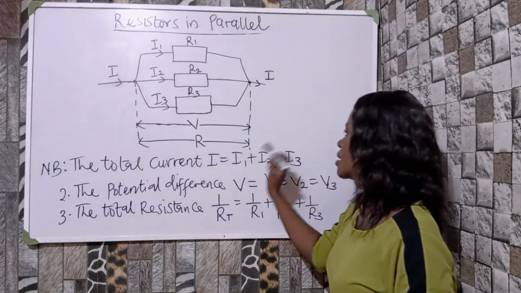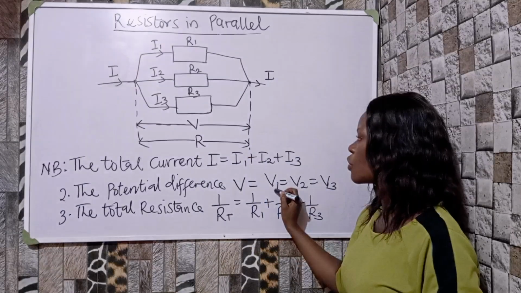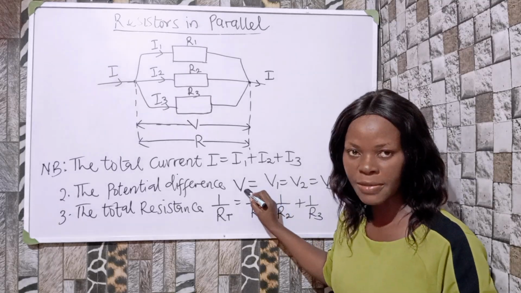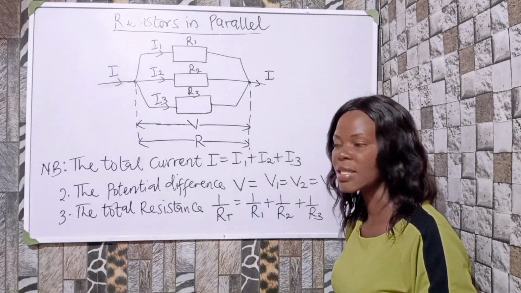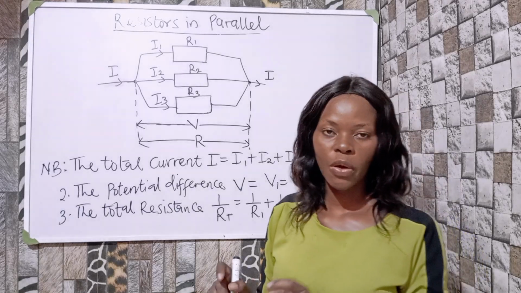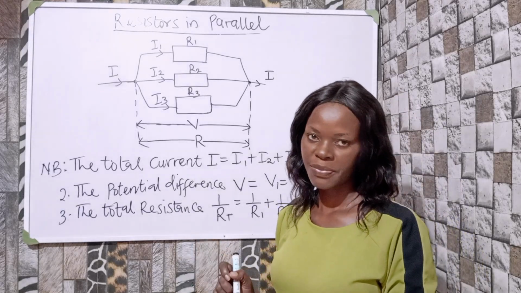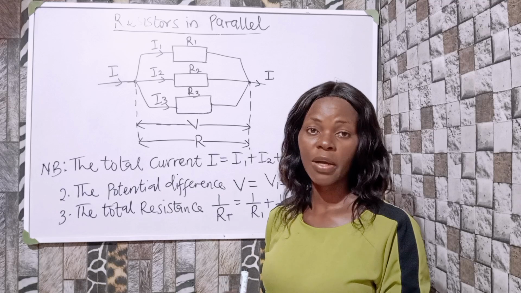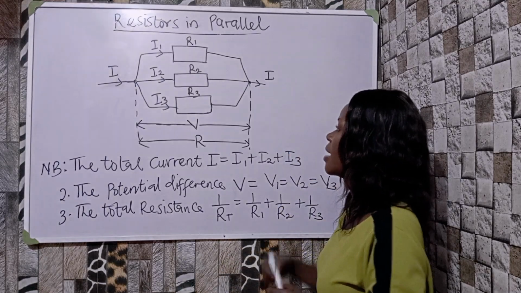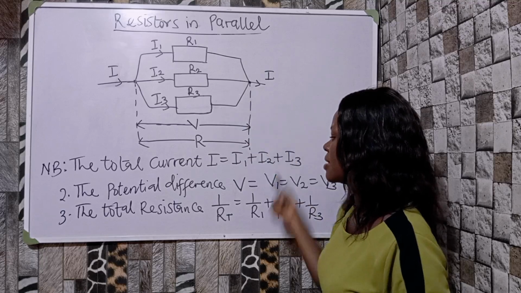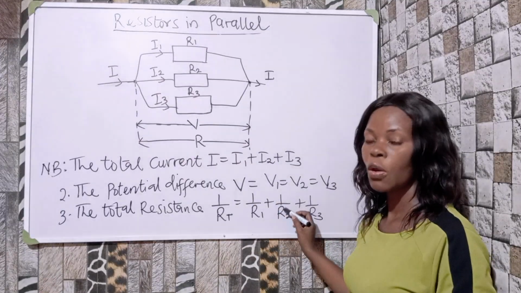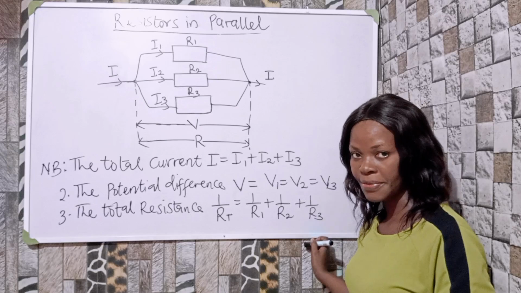That is V1 equals V2 equals V3 and is equal to the total PD. So the main thing you must note is that the total current is the sum of the current flowing through each of the resistors. Then the PD is the same because they are connected in parallel. Okay, the total resistance across this and this is 1 over R total equals 1 over R1, 1 over R2 and 1 over R3.